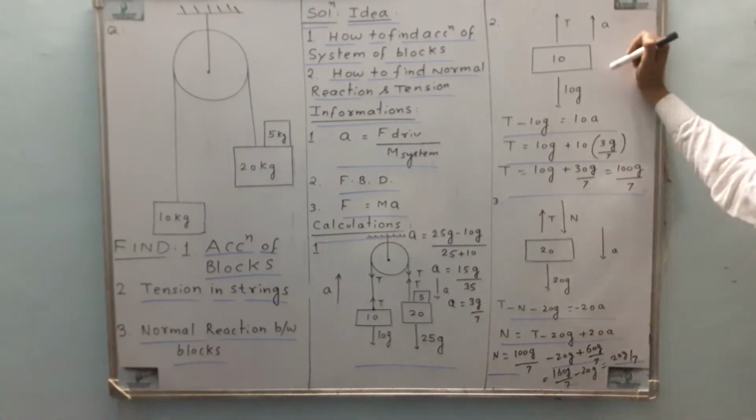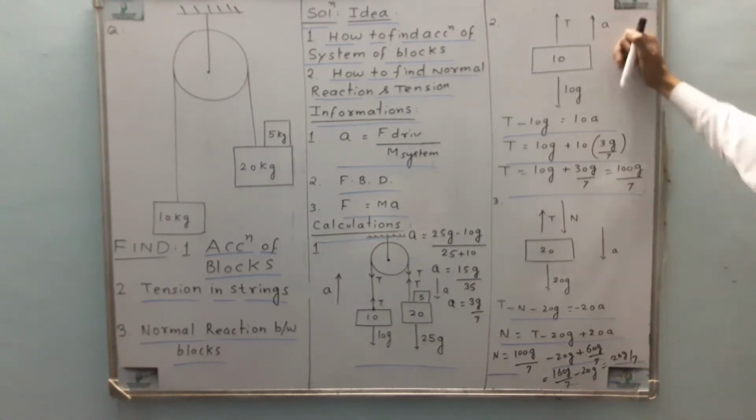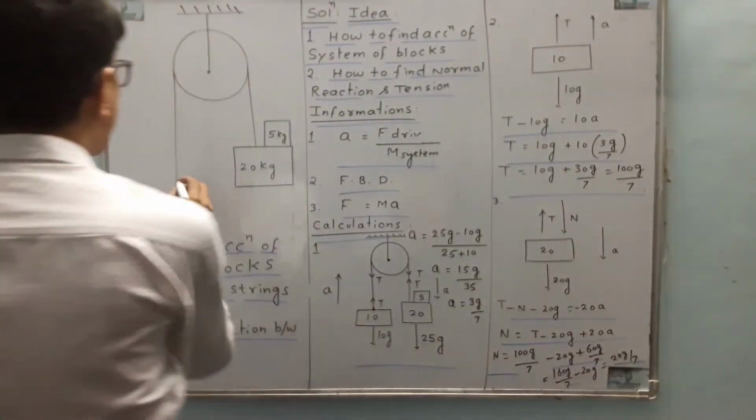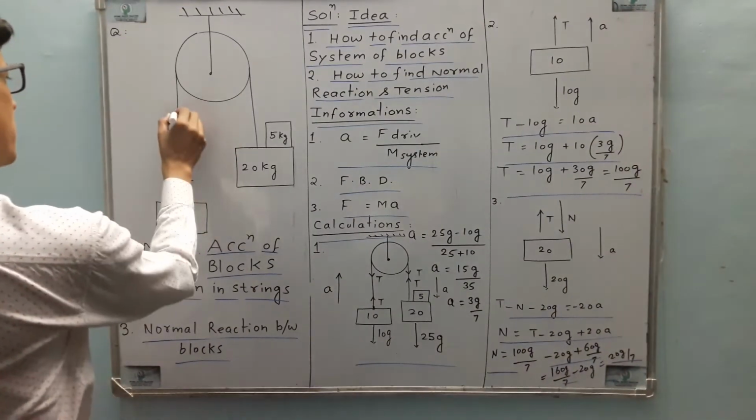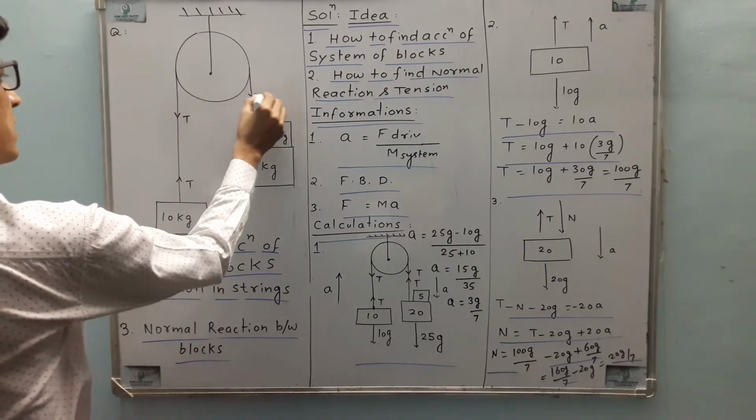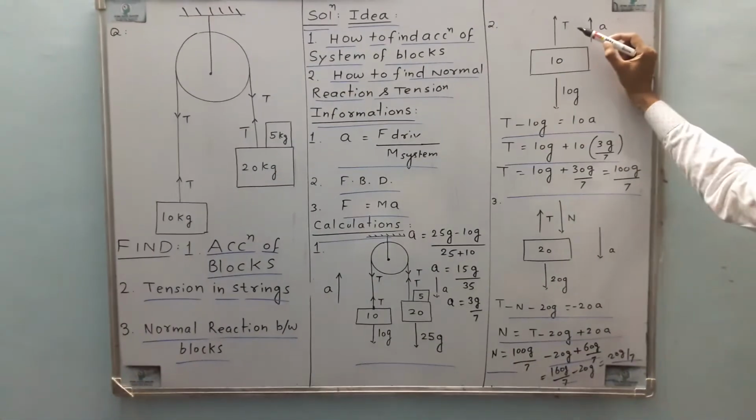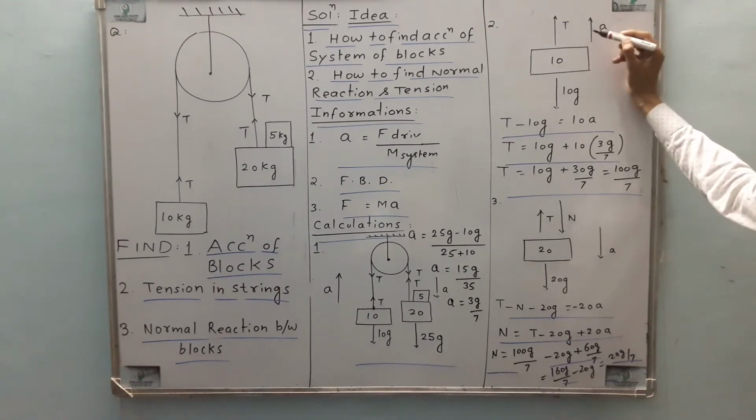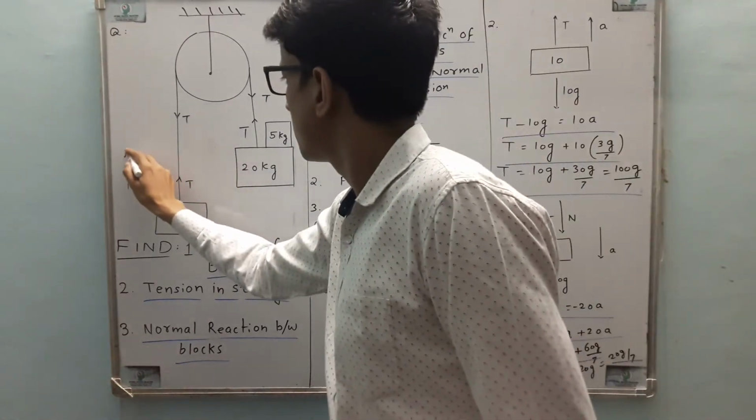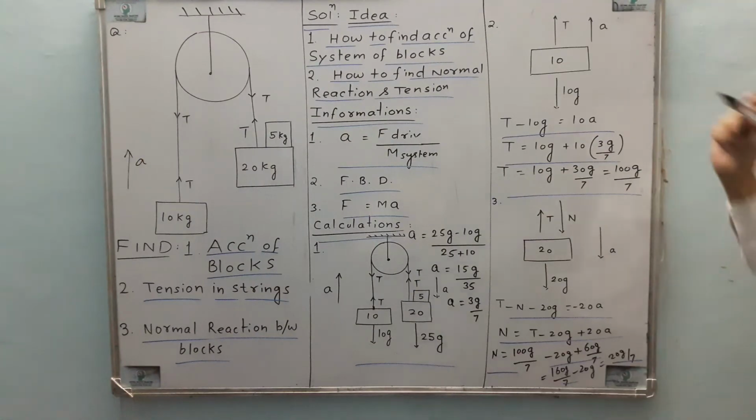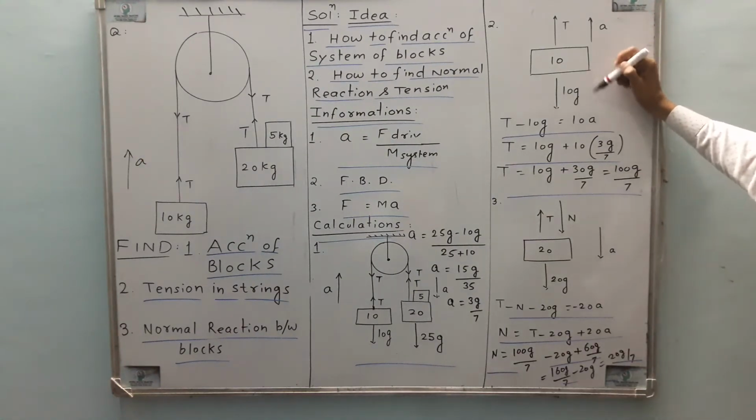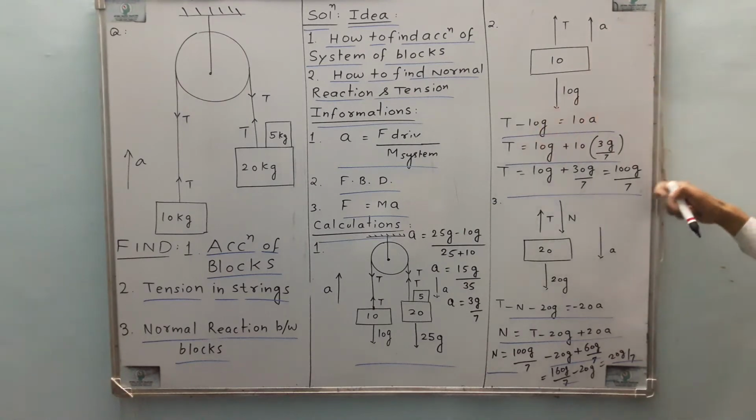Let's calculate the tension in the string. So if we draw the free body diagram of the 10 kg block, so we can say that tension will act in vertically upward direction on the 10 kg block, and in this way we can draw the free body diagram. So tension will act in vertically upward direction, it will accelerate upward, and the weight of the 10 kg block will act in vertically downward direction. So we can say T minus 10g is equal to 10a. So after calculating, we have tension as 100g by 7.